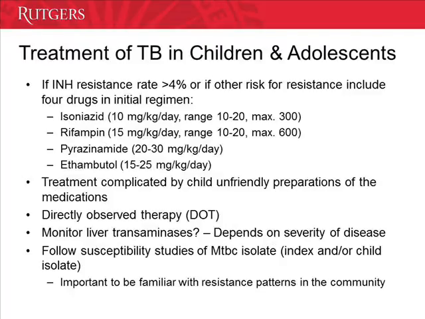Treatment of TB in children and adolescents, we can go on for days on this, however, I'll just briefly. If INH resistance rate is greater than 4% or if there are other risks for resistance, include four drugs in the initial regimen, which include isoniazid, rifampin, pyrazinamide, and ethambutol. Treatment is often, especially in very young children, complicated by child-unfriendly preparations and medications. As per usual, they don't make meds for kids. They make meds for adults because that's where the money is, right? Use directly observed therapy, which Lillian will be speaking to you about in just moments.